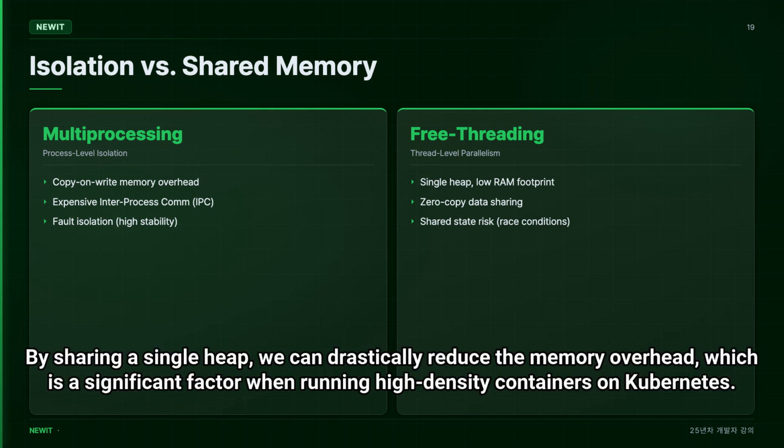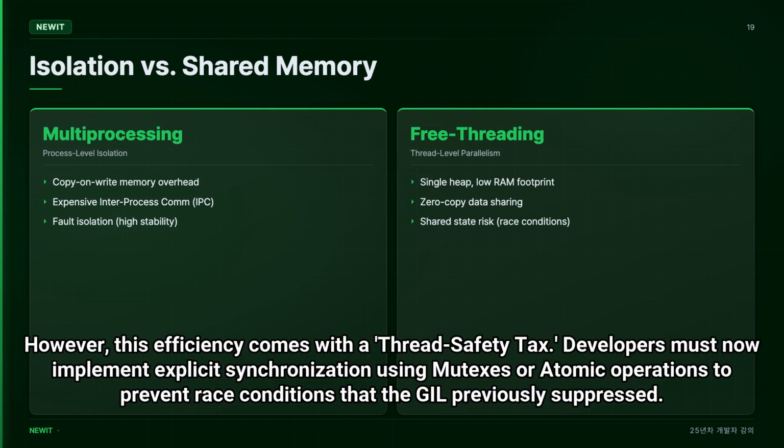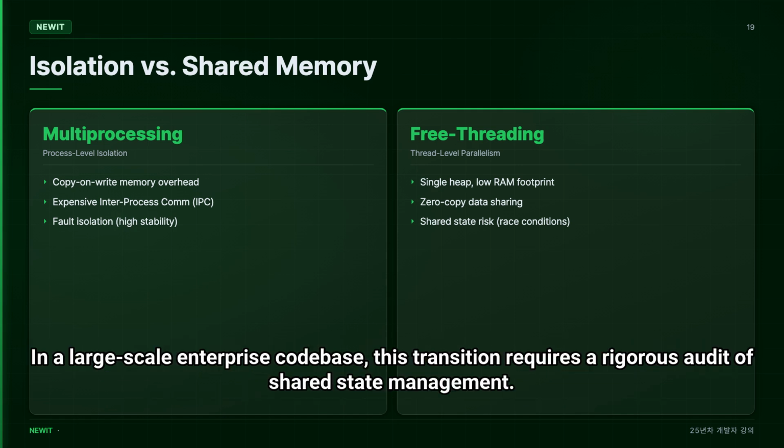By sharing a single heap, we can drastically reduce the memory overhead, which is a significant factor when running high-density containers on Kubernetes. However, this efficiency comes with a thread safety tax. Developers must now implement explicit synchronization using mutexes or atomic operations to prevent race conditions that the GIL previously suppressed. In a large-scale enterprise codebase, this transition requires a rigorous audit of shared state management.